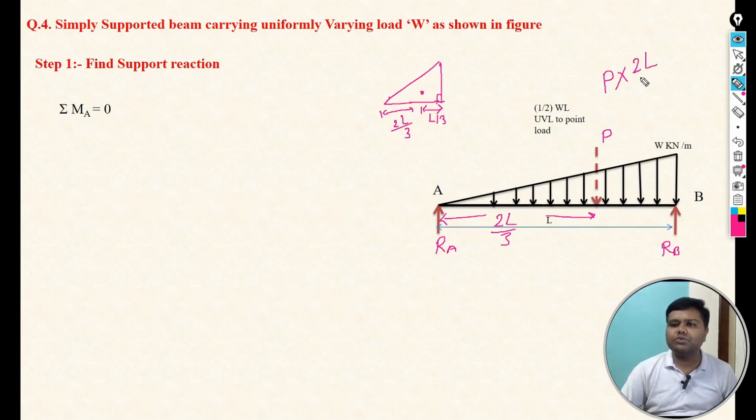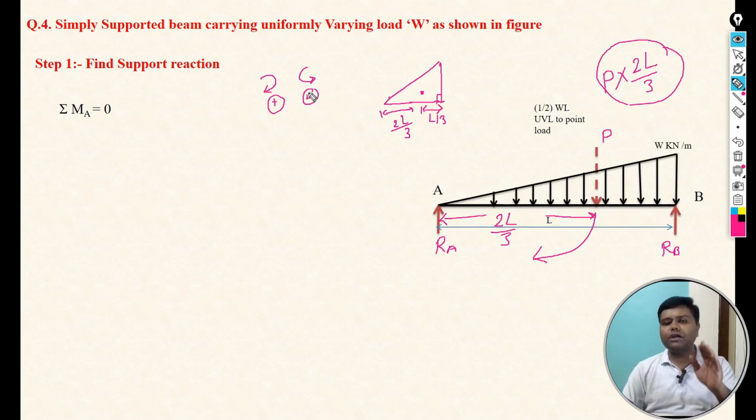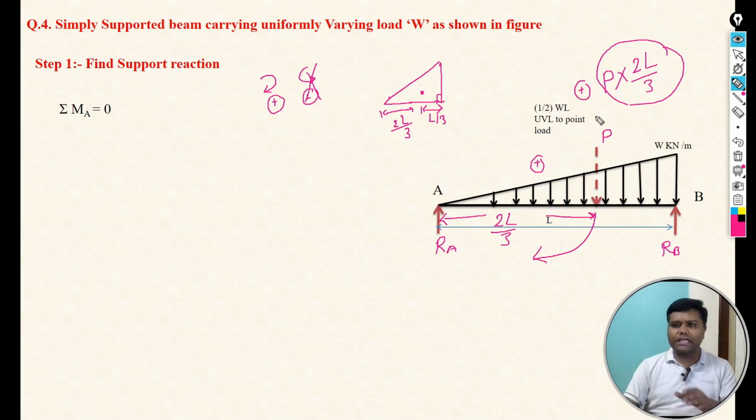So the moment is P into 2L by 3. This is the moment of this imaginary force, and you can see that moment is acting clockwise. One more thing: for the support reactions we can use any sign convention, either clockwise bending moment positive or anti-clockwise bending moment positive, but we have to use only one sign convention to calculate the support reactions. Here we are using clockwise moment as positive, and this imaginary point load creates a positive bending moment. That's why P into 2L by 3 is positive.